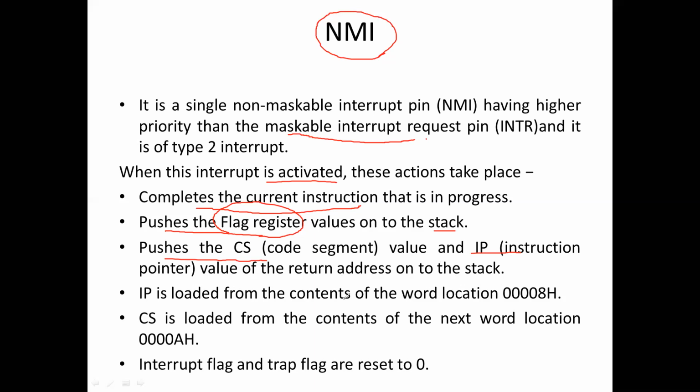Then IP is loaded from the contents of the word location 00008H, where 00 was the page number. As I explained, in case of 8085, there are different pages. So this interrupt will serve the subroutine at the 00008H location. CS is loaded from the content of the next word location, and the interrupt flag and trap flag are also reset to 0.